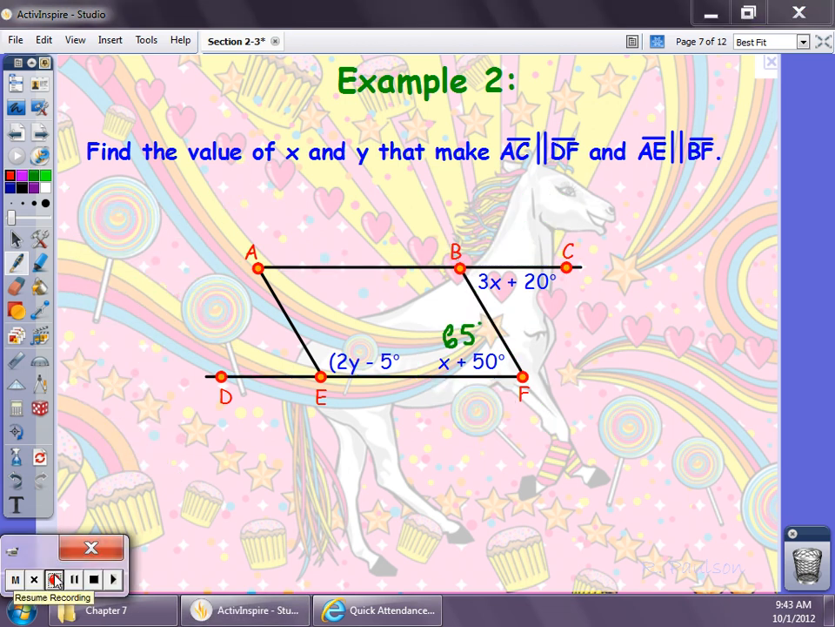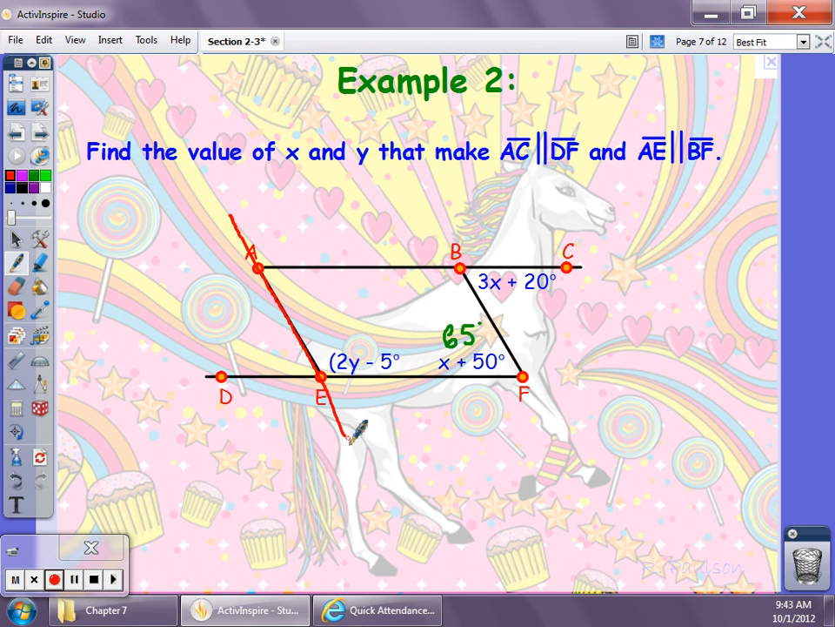The next thing we want to prove is that segment AE is parallel to BF. So I'm going to go ahead and mark my line AE, and I'm going to mark my line BF, and then I'm going to mark this transversal right here. So what I can see is that these two angles here, the 2y minus 5 and the x plus 50 are same side interior, so they must equal 180 degrees.